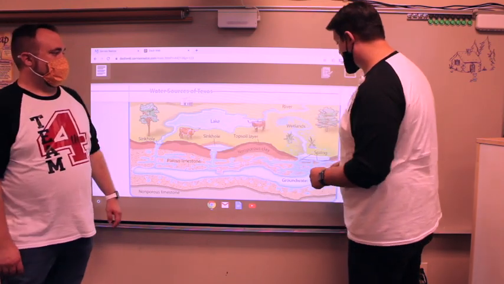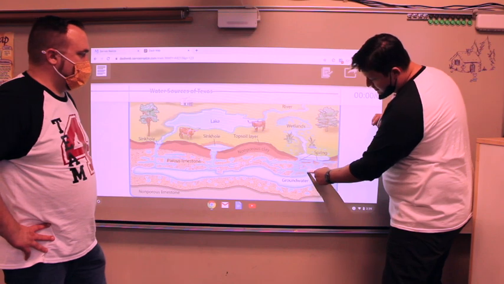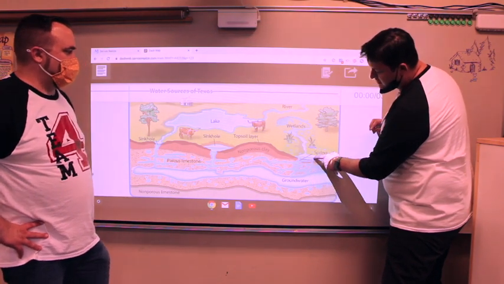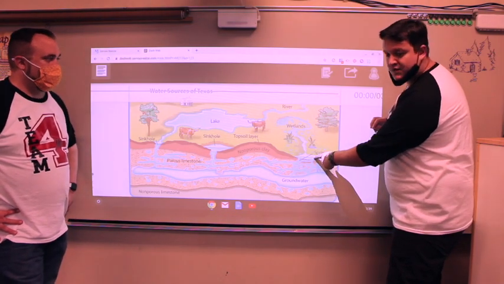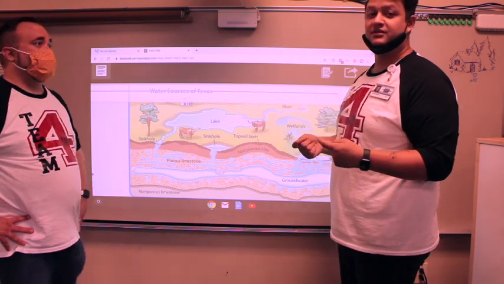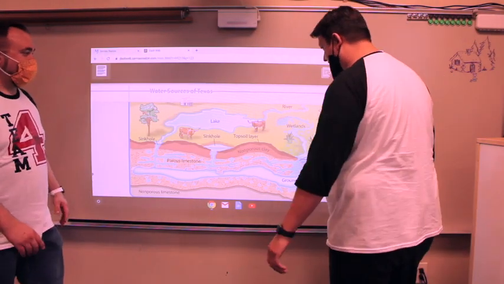Now, the second one we're going to cover from all of these different features is a spring. A spring, as you can see here, is groundwater that has made its way to the surface. So, spring up from the ground. Kind of makes sense, right?